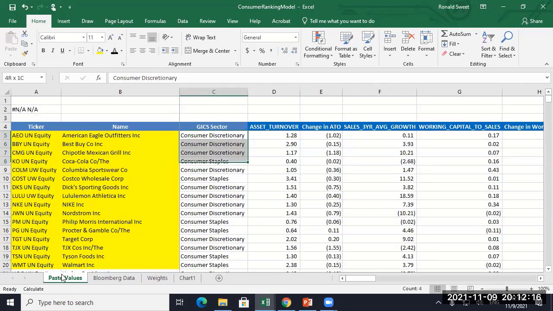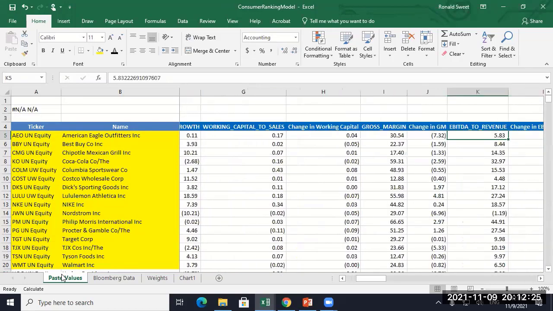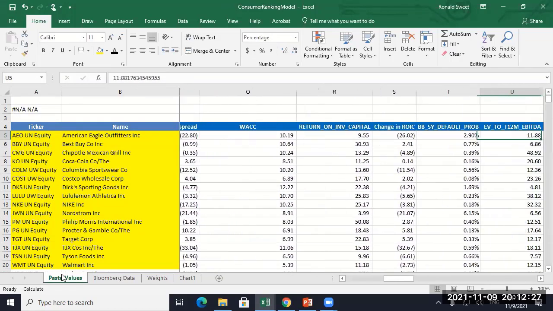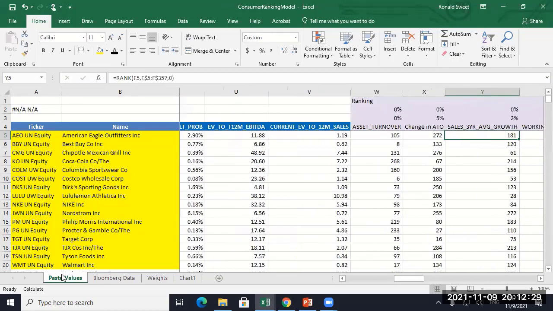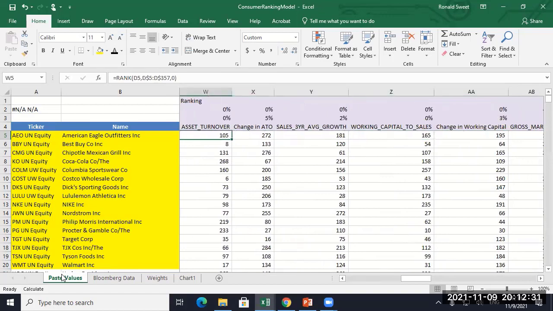I combine consumer discretionary and consumer staples, just so I didn't have to build two different models for y'all. So I've already got the model built for retail. So if you're retail, you can use this model if you don't want the 10% bonus. And then I just rank them.